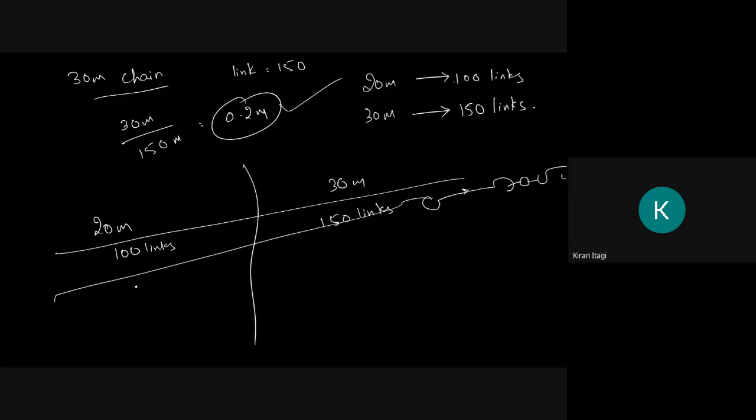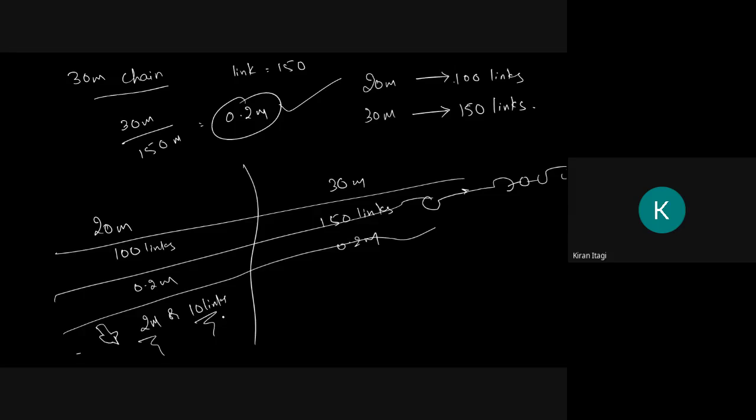Then here it is at every 0.2 meter. It is also 0.2 meter. Okay, and tallies will be present at every 2 meters, or you can call it 10 links. Tallies means like this, the V shape I have showed you before. It will be present at every 2 meters or at every 10 links.